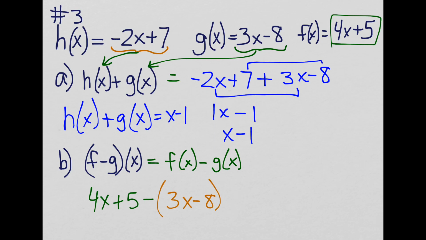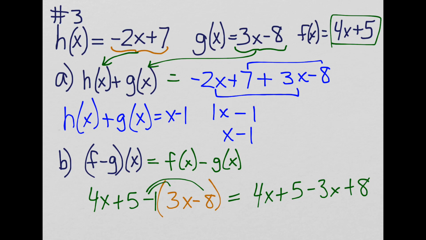Okay, so technically you're done, but really we got to distribute and simplify this a little bit. So think of this as a negative 1 that's going to be distributed through there. So I'm going to get 4x plus 5 minus 3x plus 8. And now combine like terms. You're going to get 1x again.